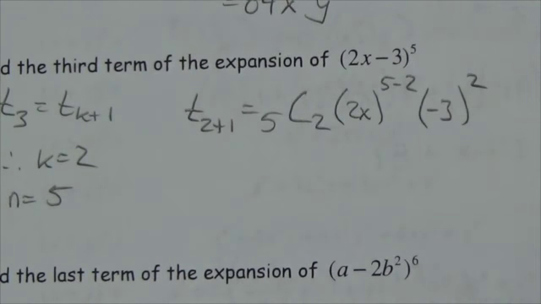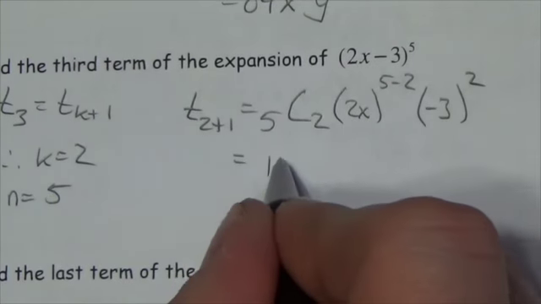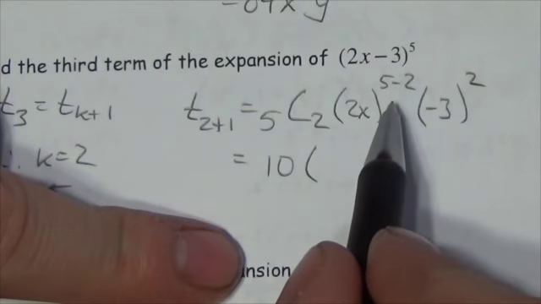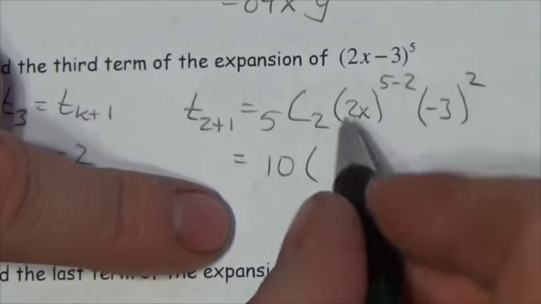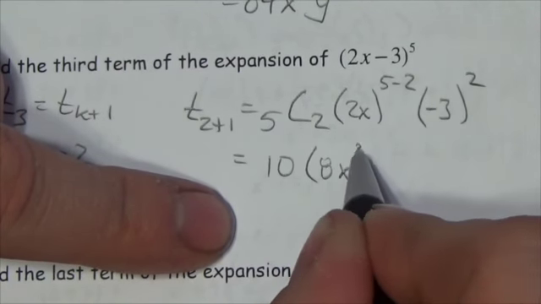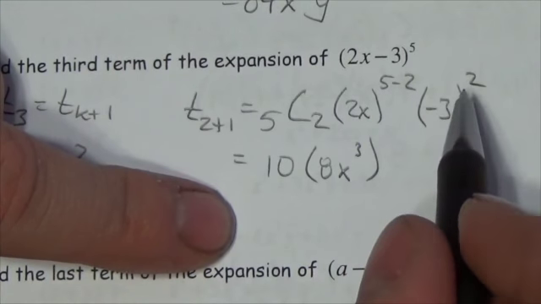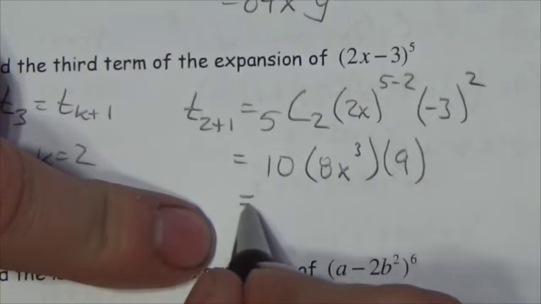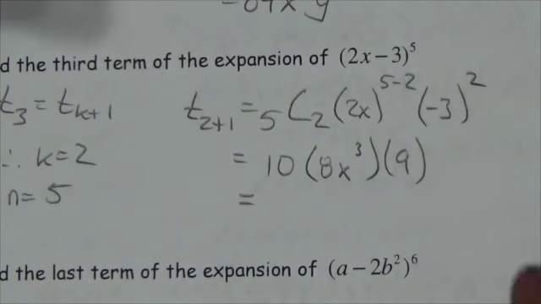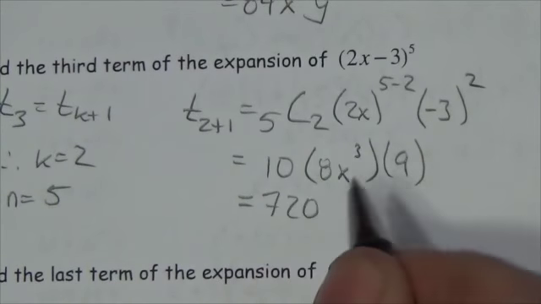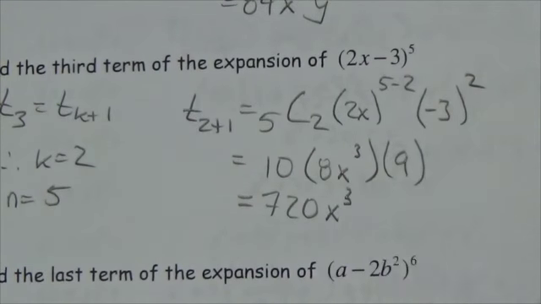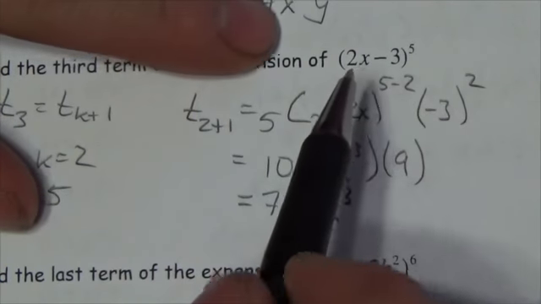So now I just have to go through the process of evaluating the pieces. Okay, 5 choose 2 is going to be 10. Now, 5 minus 2 is 3. And that exponent, that cube there, distributes to both of the factors here. So this is going to be 2 cubed, or 8, x cubed. And then negative 3 squared is going to end up being positive 9. Now, I'm still not quite at the answer yet because I've still got values here that are being multiplied together that I can still simplify. And altogether, this will end up being 720 x cubed. And so that's the third term of the expansion of 2x minus 3 to the 5th.